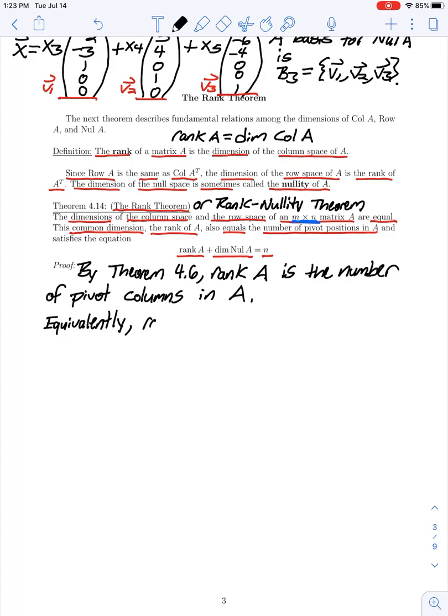we can say the rank of a matrix A is the number of pivot columns in an echelon form.